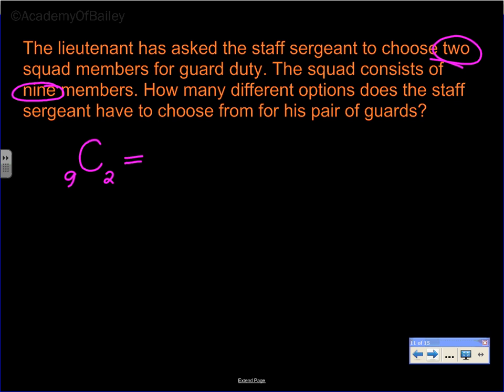So let's go ahead and set this up. On the top, you'll have 9 factorial. On bottom, you have n minus r, which is 9 minus 2. 9 minus 2 is 7 factorial. And since this is a combination, you also multiply it by r factorial again.